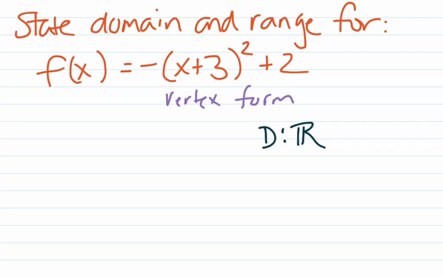Now the range is going to be a little bit trickier. So for the range, we're going to go back and draw on some things that we know. We know that this is flipped over, and I know that because of the negative. I know that it goes left 3, and I know that because of the plus 3 on the inside. And I know that it goes up 2 because of the plus 2 out here. So what I'm going to do is use my skills to do a quick sketch.